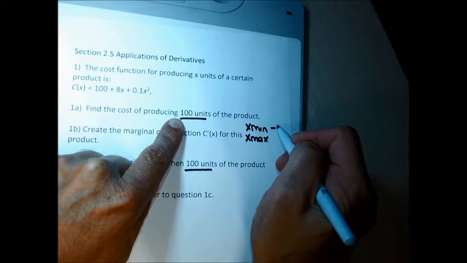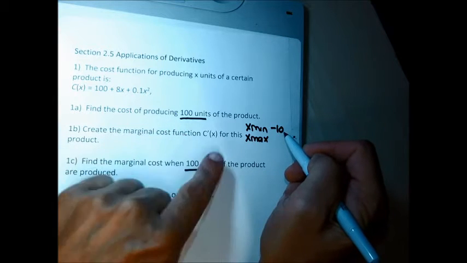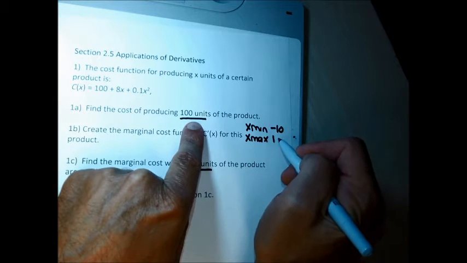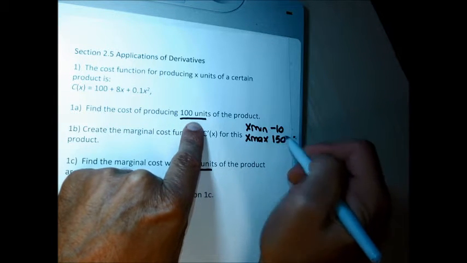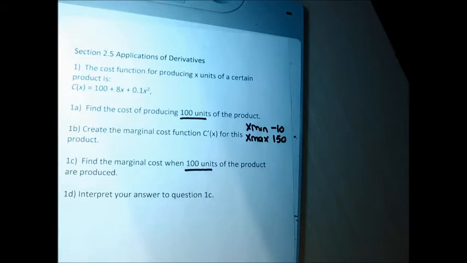So the x min was already set at -10. My x max has to be bigger than 100. 101 would be big enough, but 150 would also be fine. And then it wouldn't matter what your y's are. You can use your calculator to find the cost of producing 100 units from the graph screen and the marginal cost of producing 100 units from the graph screen. And that's what I would suggest doing, but you don't have to.